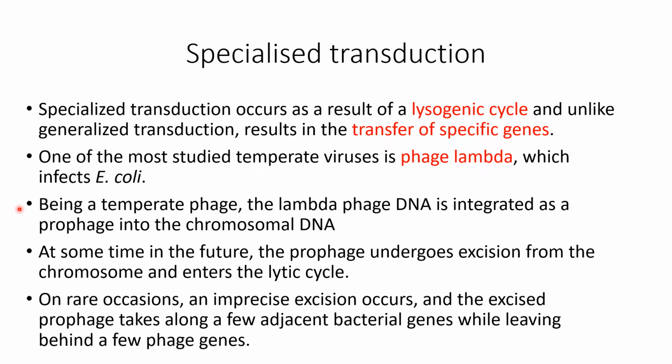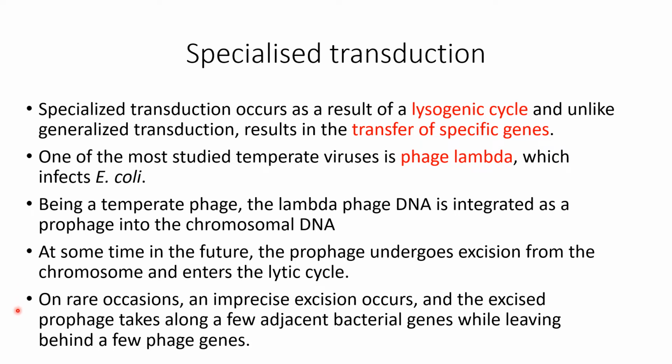Now, being a temperate phage, the lambda phage DNA will integrate as a prophage into the E. coli chromosomal DNA, and at some time in the future the prophage will undergo excision from the E. coli chromosome and it will enter the lytic cycle. These two events I have already told you when I talked about lysogenic cycle. So the same events are again told here.